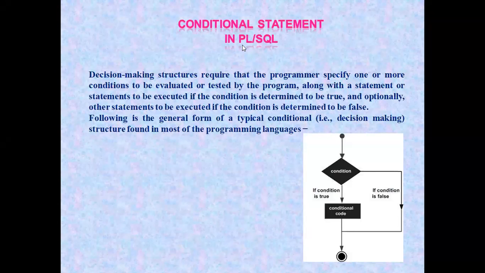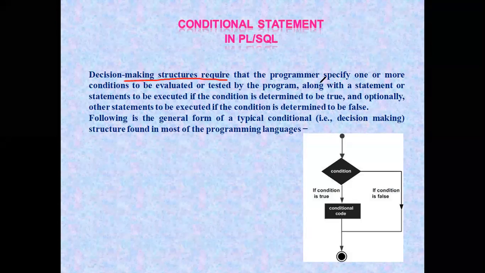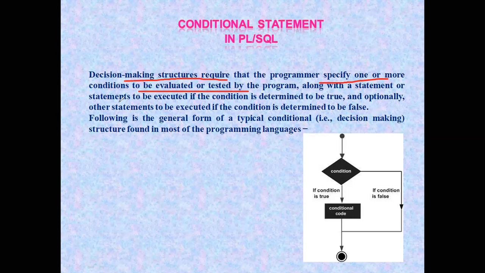What are conditional statements? These are decision making structures that require the programmer to specify one or more conditions to be evaluated or tested by the program, along with a statement or statements to be executed if the condition is determined to be true, and optionally other statements to be executed if the condition is determined to be false. In short, these are decision making structures: if your condition is true, then a particular set of statements executes, and if the condition is false, then another set of statements executes. In that case we use conditional statements.